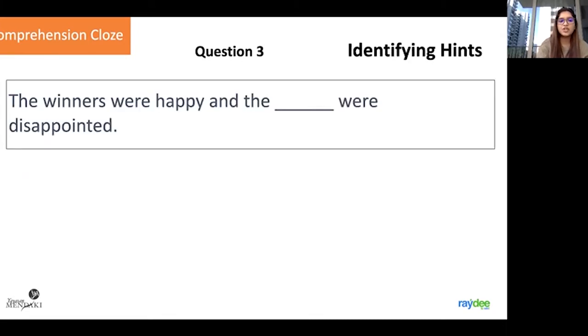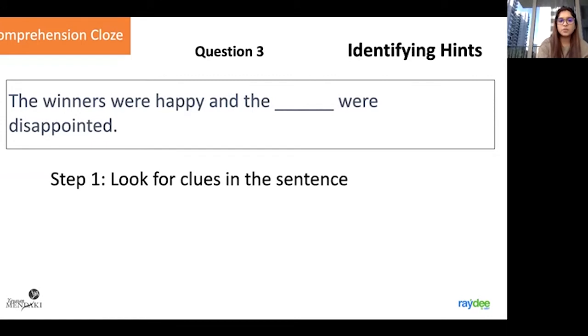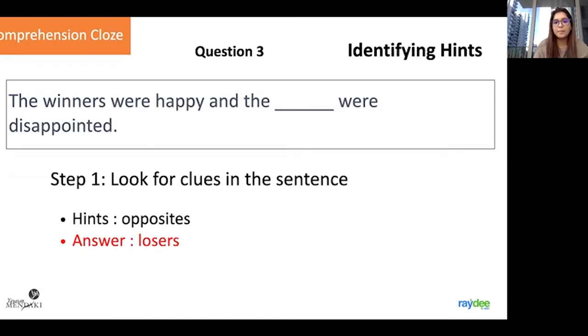Now the next one, question 3. The winners were happy and the what and the who were disappointed. So if the winners were happy, we're looking at the direct opposite. Who will be disappointed or unhappy? The losers, right? So the winners were happy and the losers were disappointed.